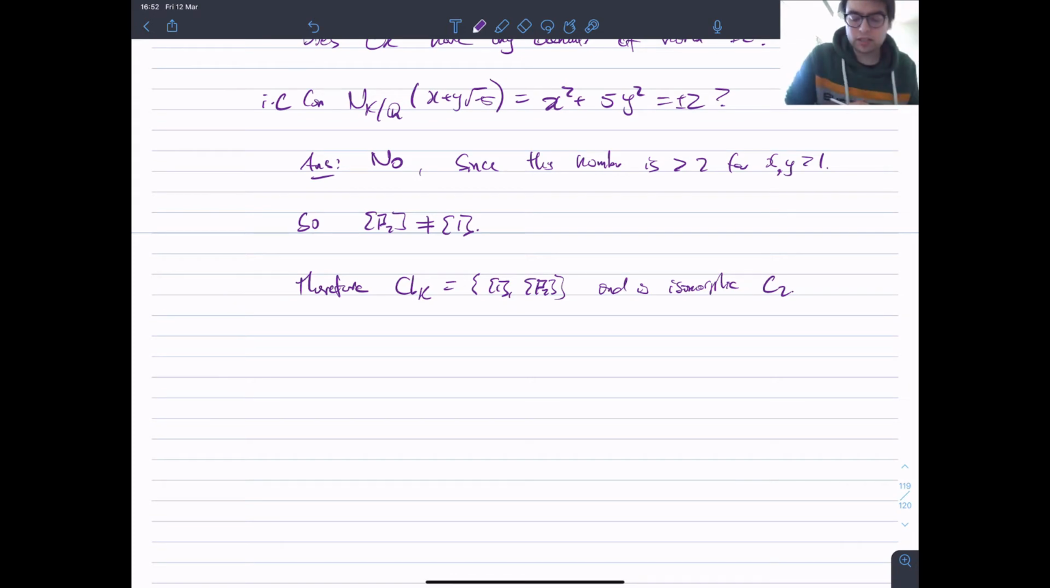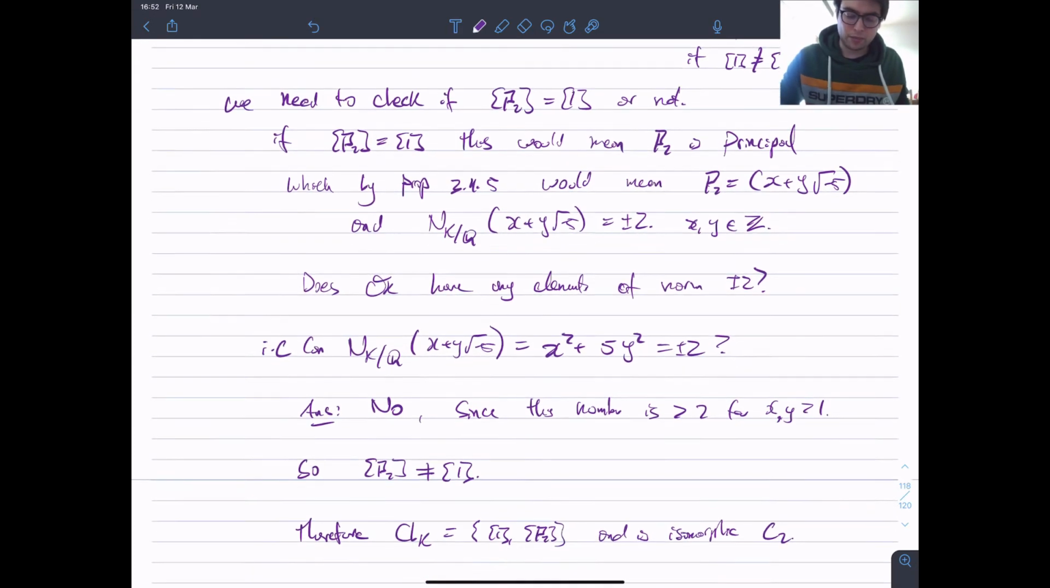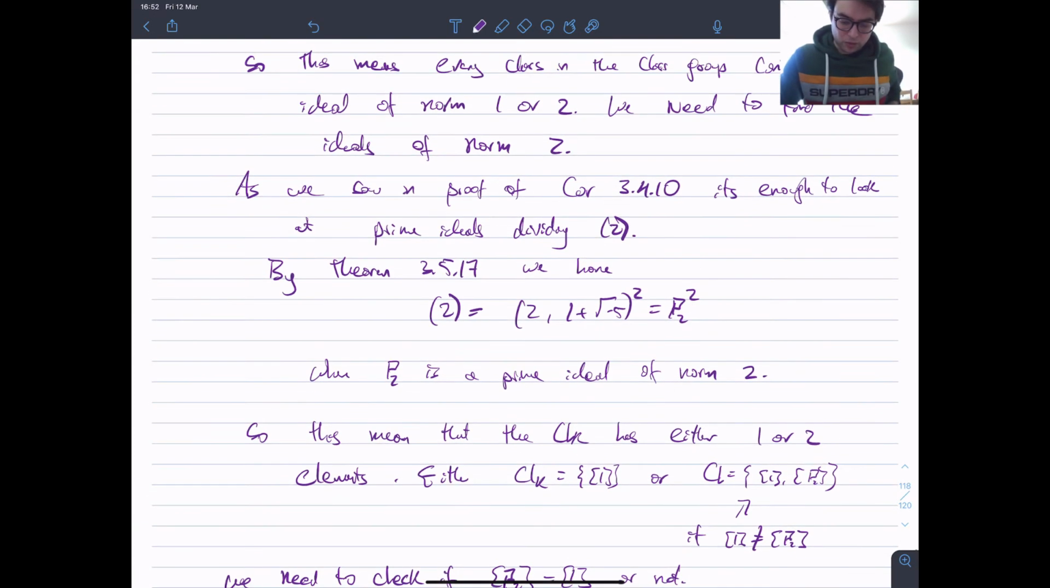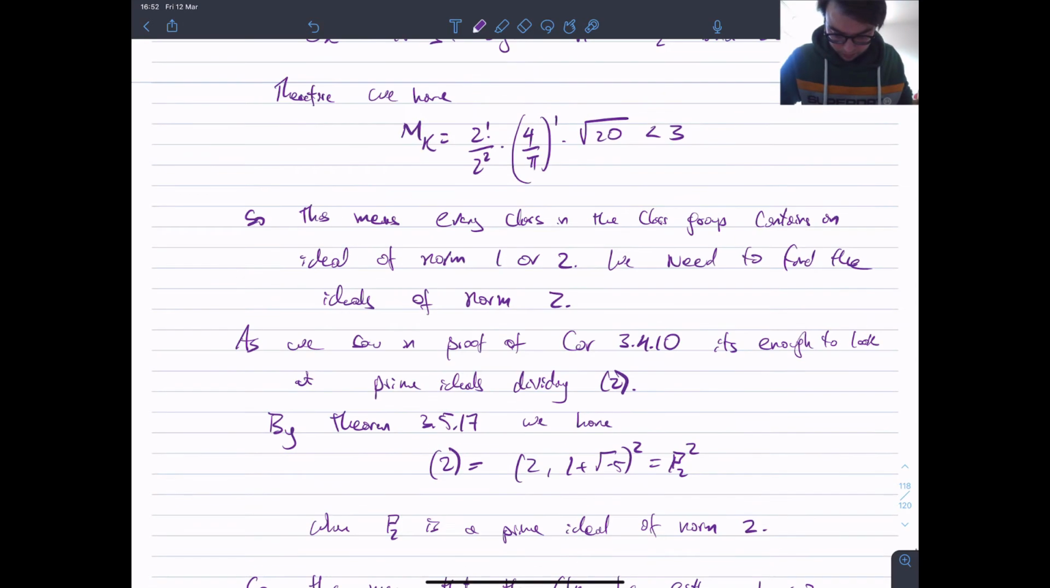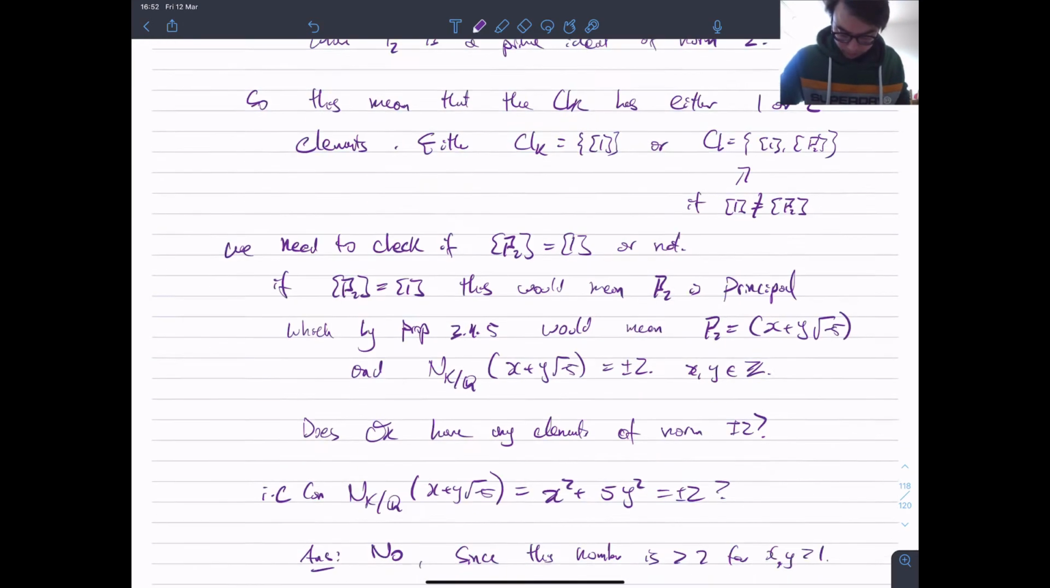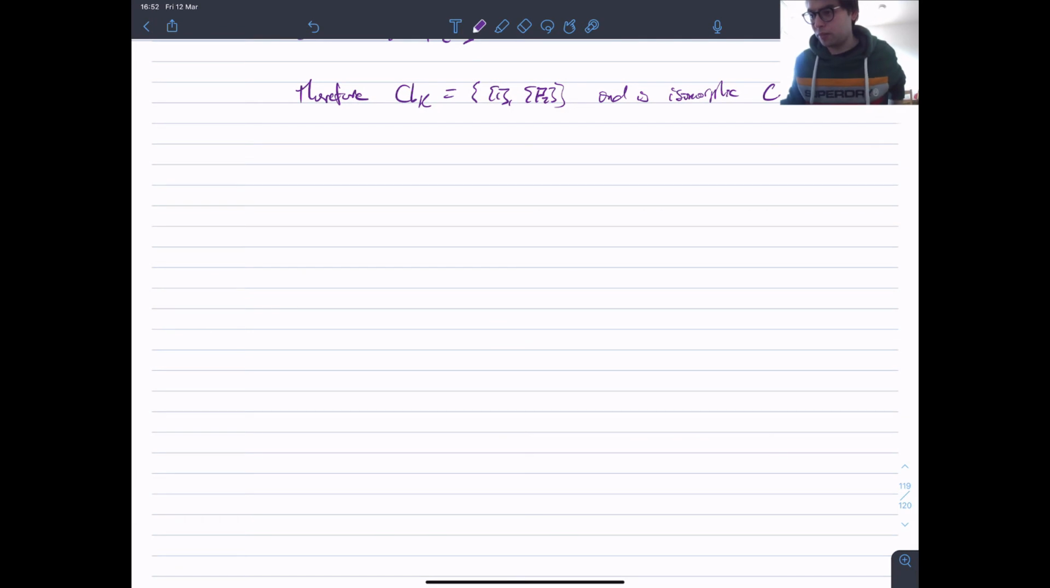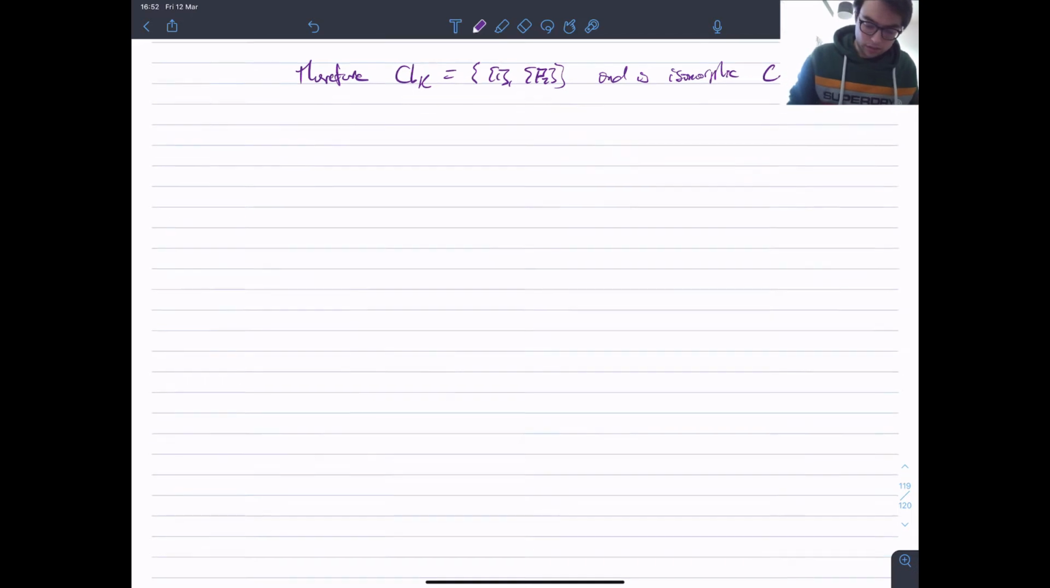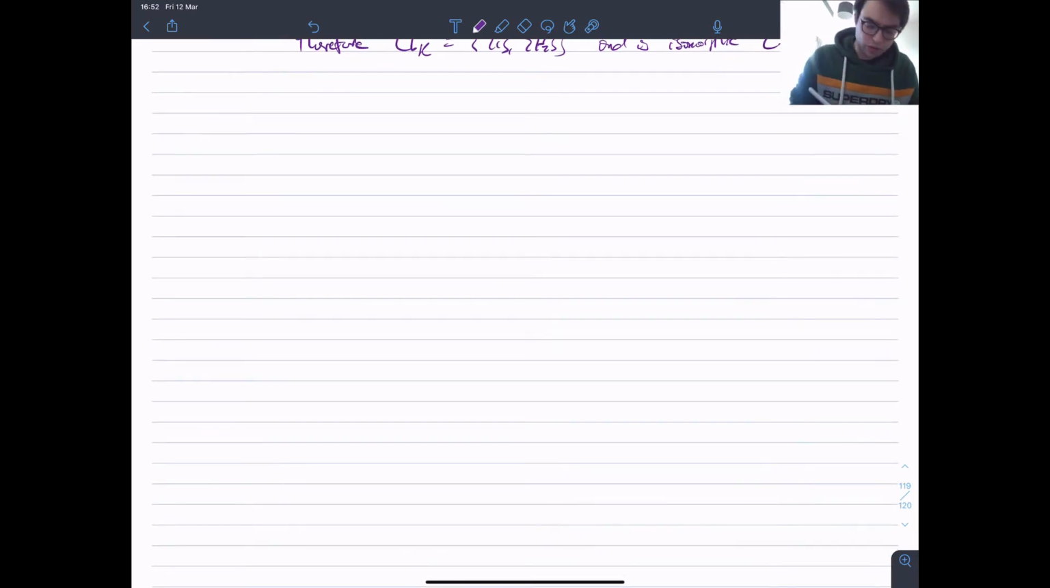Great. So that's our second example. The first example was a trivial class group. Here we had a class of size 2. I'll do one more example, maybe something a bit more involved. Let's do a number field of degree 3 or something. There are more examples in the notes. I'm skipping one from the notes, but you can go back and look. So 4.1.5.